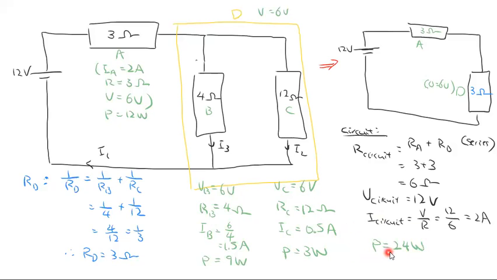The total power of the circuit equals the power given off here, plus the power given off here, plus the power given off here, which is 12 plus 9 plus 3 equals 24. That makes sense. The current should equal this one, and it does. And it should equal those two added together, which it does. Can you see how everything is consistent? Yes.